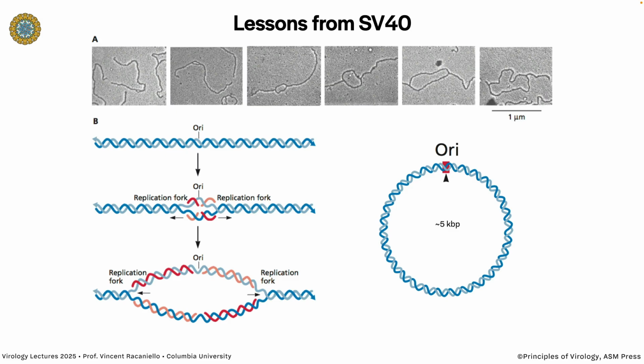If they had cut it so that it left the origin in the middle, the bubble would get bigger and bigger, but you wouldn't know if it was bidirectional. Right? So this experiment showed it's bidirectional and it occurs by a replication fork.